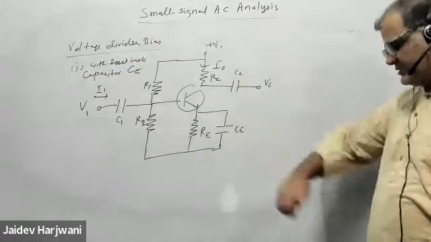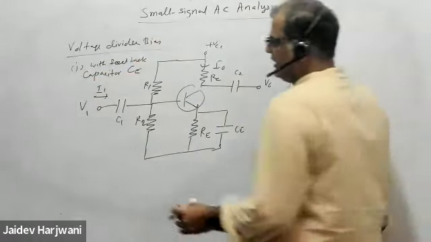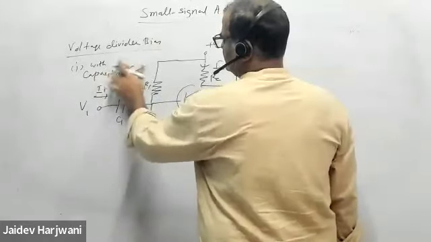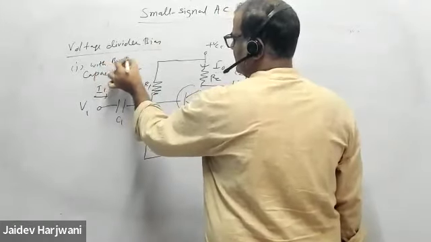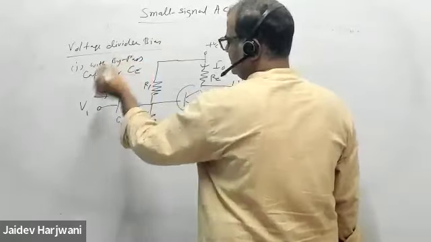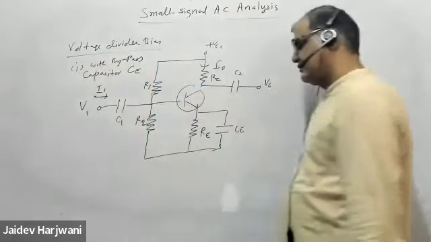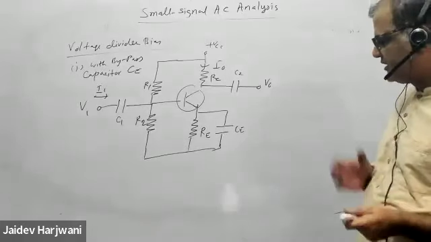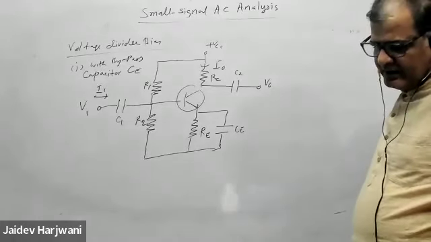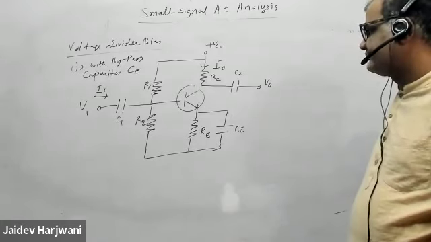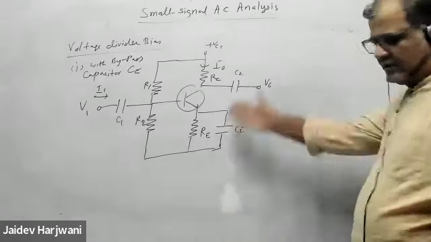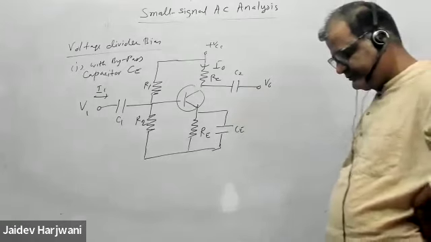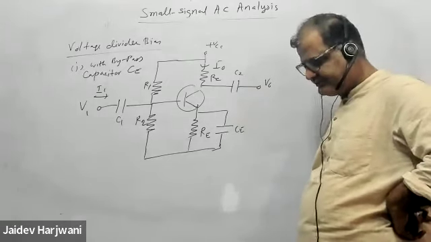This is also called bypass. Okay, with bypass capacitor CE present. Number one thing. Another time it will not be present. Now redraw the circuit. Tell me what is circuit now.